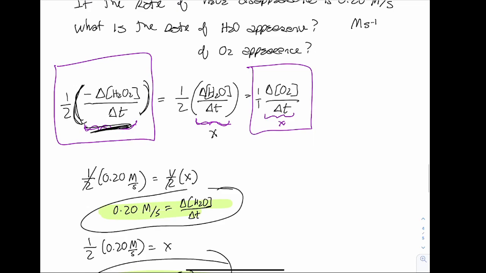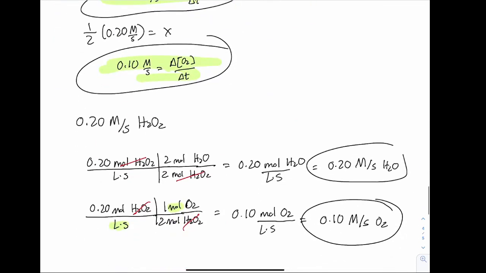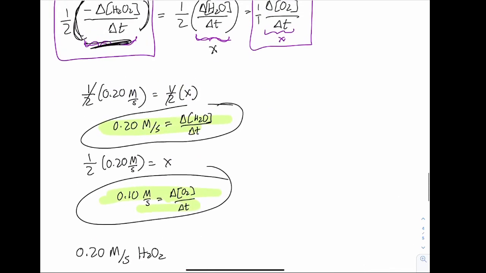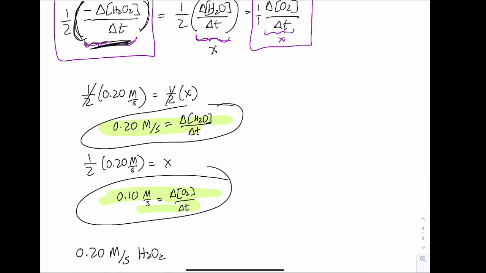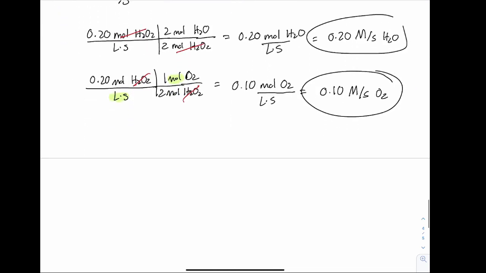Either way works. I tend to do the stoichiometry method more than I do using the rate expression, but you're going to get the same answer either way. So whichever method you're more comfortable with. One more part to this problem is we can actually calculate the rate of our reaction.